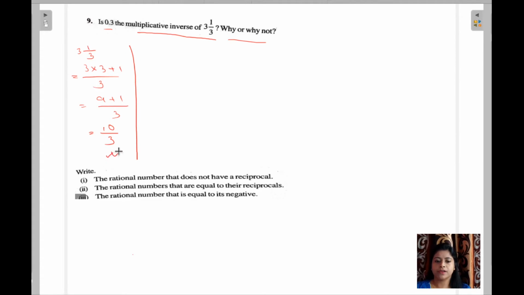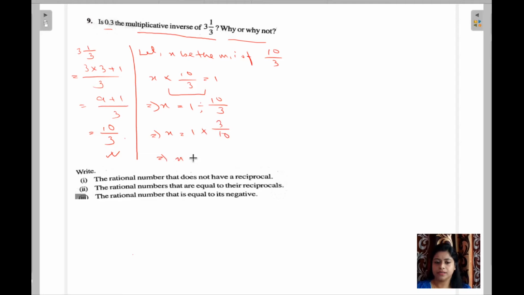Next we have to take out the multiplicative inverse of this number. So let x be the multiplicative inverse of 10 by 3. So x multiplied by 10 by 3 obviously will be equal to 1. Now we are taking the second term to the right side of the equal sign. So 1 divided by 10 by 3. So x equals 1 multiplied by 3 by 10. So x equals 3 by 10, we have got.